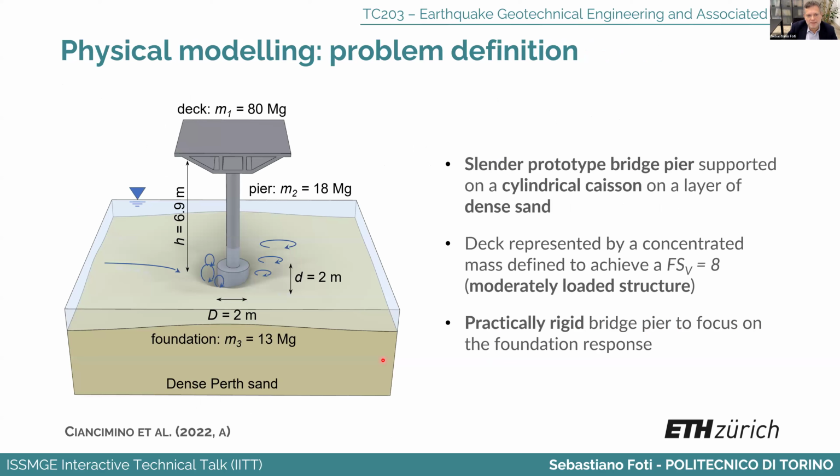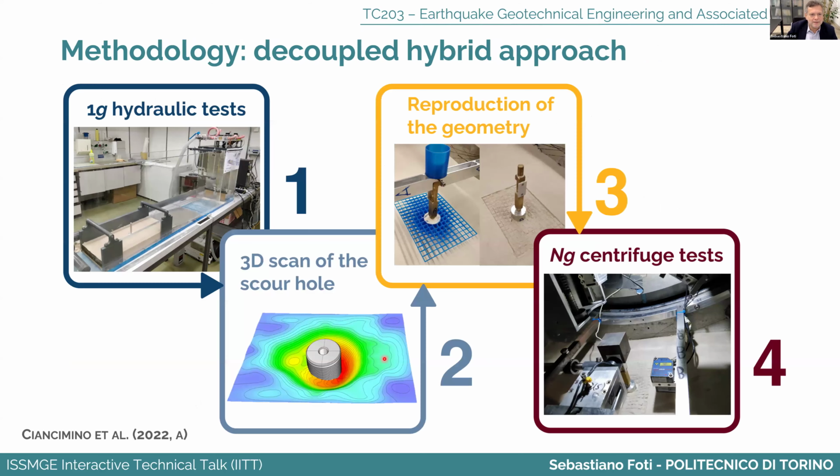This example is based on a set of physical tests and then numerical analyses that we ran in cooperation with ETH Zurich. So these are centrifuge tests. This is the model, and this is the way in which we tried to simulate the whole process. In 1G, we simulated the scour, detected the scour with a 3D scan, reproduced the scour with a 3D printer, and then ran the centrifuge test.